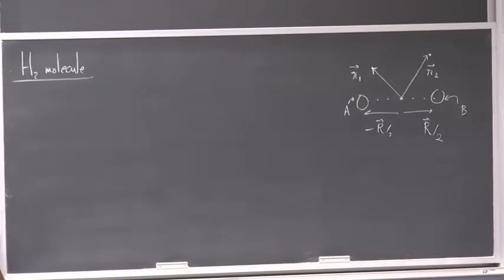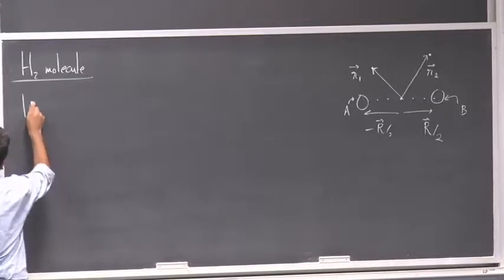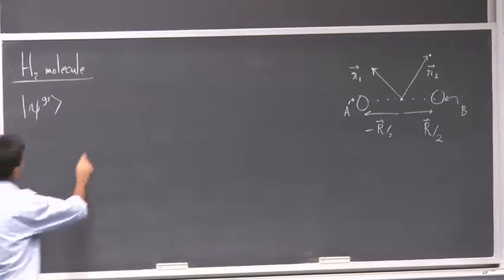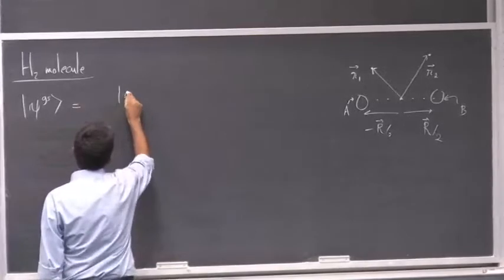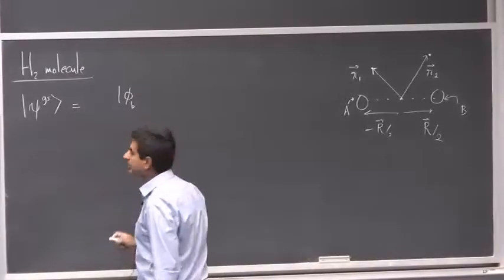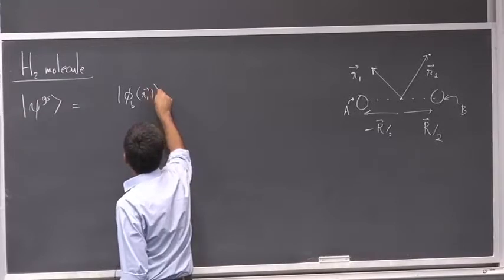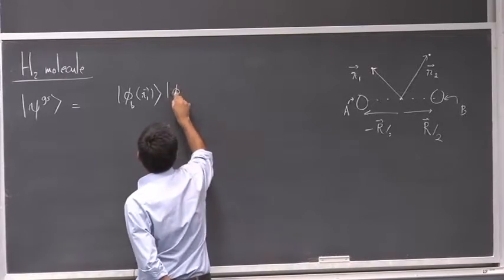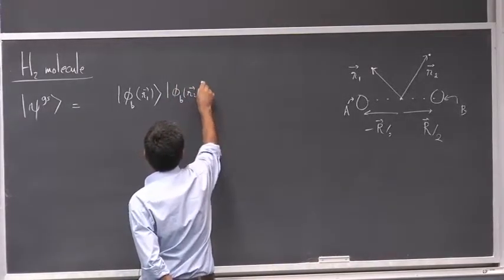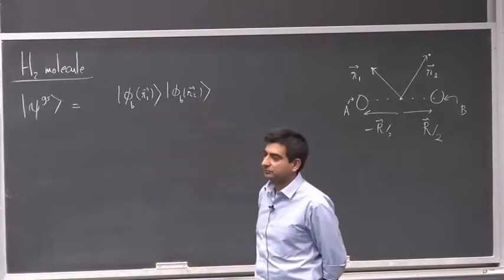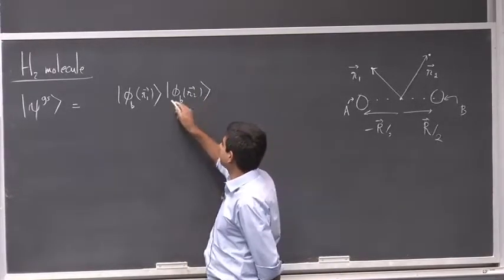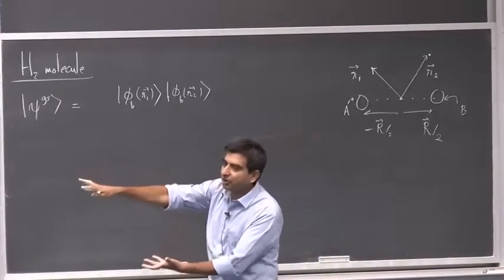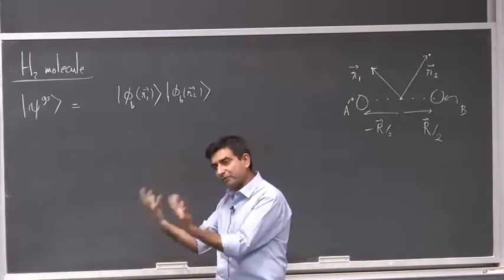Okay. So now I propose that the ground state for the electrons is: the first electron is in the bonding state phi b at position vector r1, and the second electron is also in the bonding molecular orbital state, at position vector r2. So this is the first electron, the second electron. I'm just taking ideas from the molecular ion and trying to graft them onto the molecule, to come up with a trial solution.